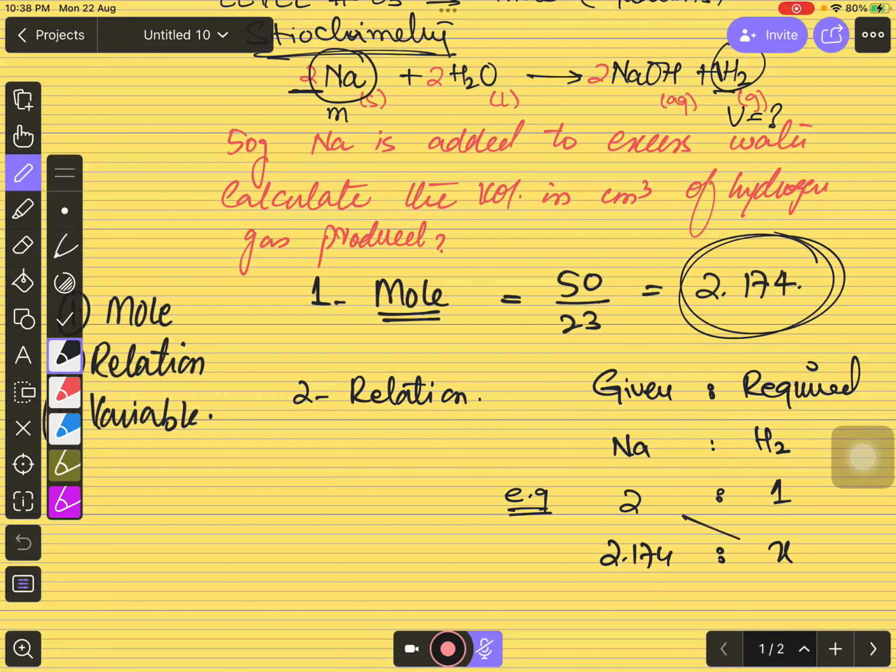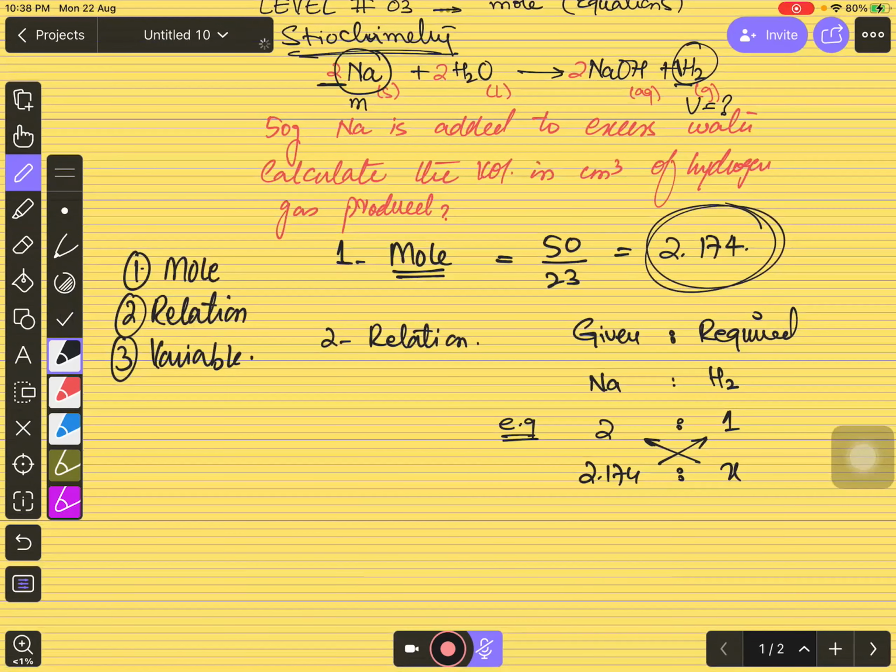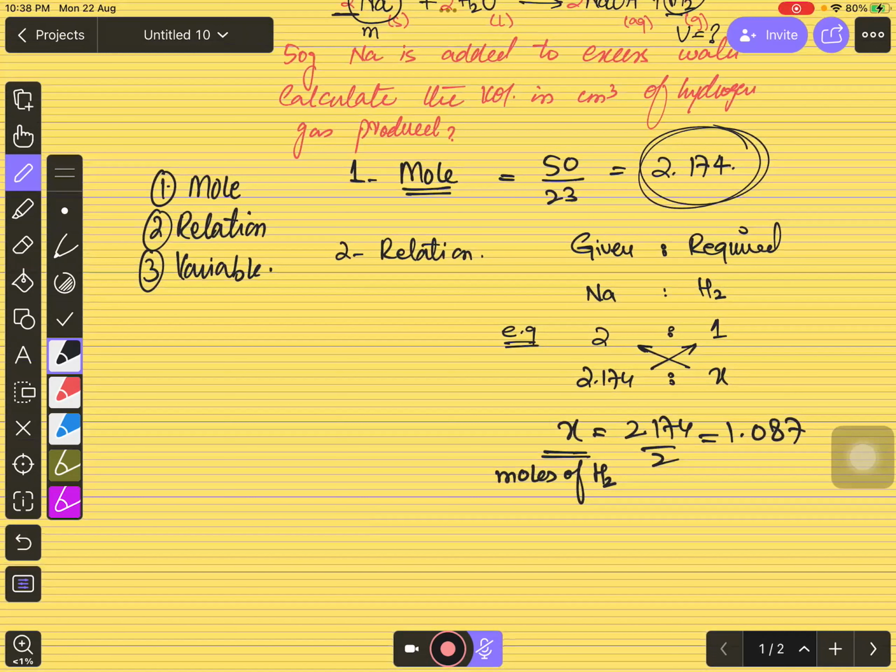हम क्या करेंगे? X को यहाँ भेज देंगे और इसको यहाँ भेज देंगे. So it will be like 2.174 and then divide by 2. So it will give us what? It will give us the X value, which is 2.174 divided by 2 will give you 1.087. So what is X? X is actually moles of hydrogen gas, जो कि आपने निकाल लिया, right? And what is that third thing? Third thing is the variable that you are finding for the volume in centimeter cubes, right?